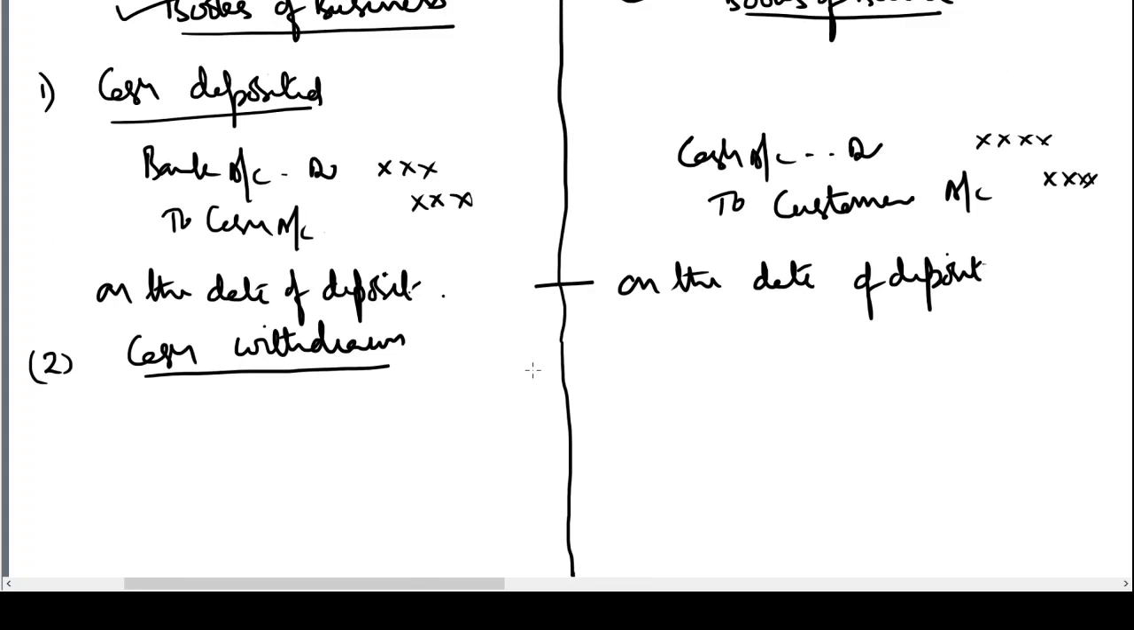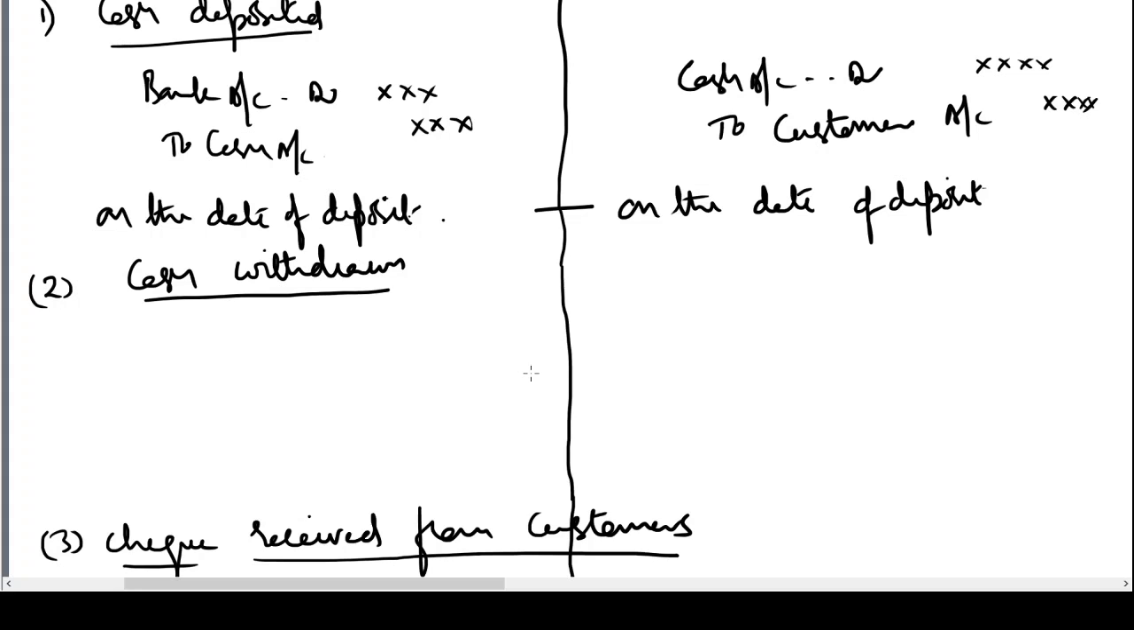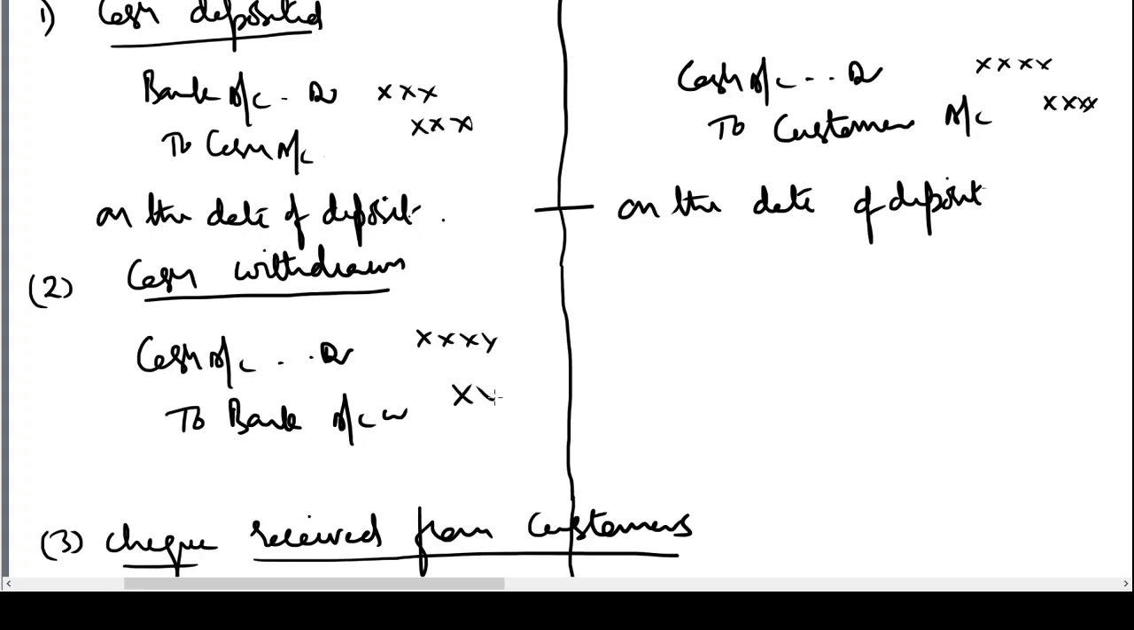Now, cash withdrawn from the bank. What is the entry we record? Just an ulta entry, an opposite entry we are going to record. We are withdrawing cash. So cash account will be debited, real account coming in debit. Who is giving the money? Bank is giving the money, so bank account will be credited. When will we record the entry in our books? On the date of withdrawal. So whenever we withdraw the money, on the date of withdrawal we are going to record this entry.